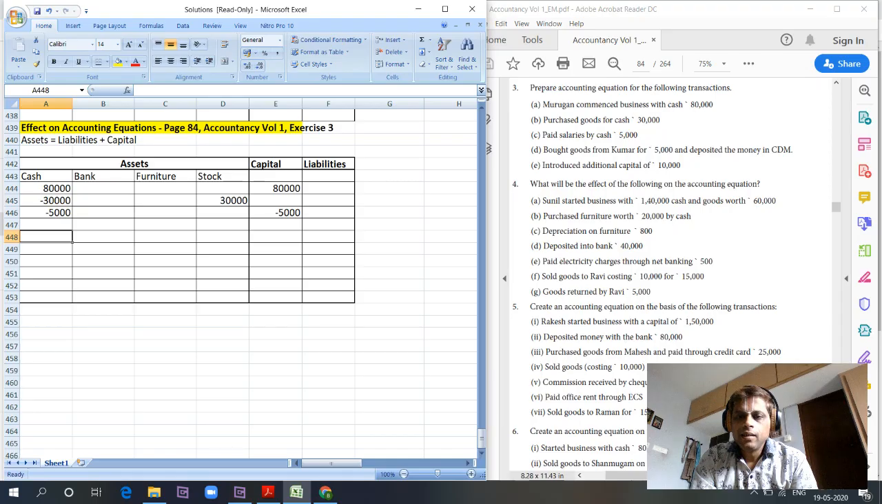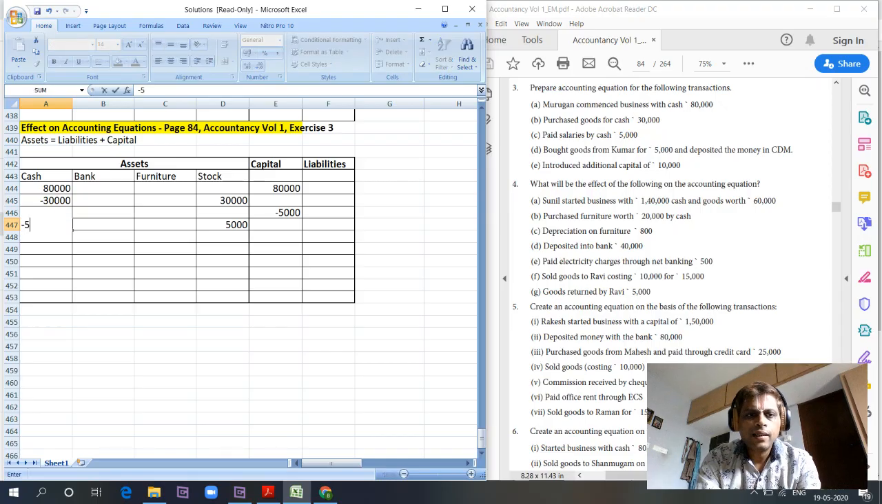And the next entry is bought goods from Kumar for 5,000 and deposited the money in CDM, cash deposit machine. Bought goods from Kumar. So that will increase the stock by 5,000 rupees. And the money is deposited, so cash is going out and cash will come down by 5,000 rupees.